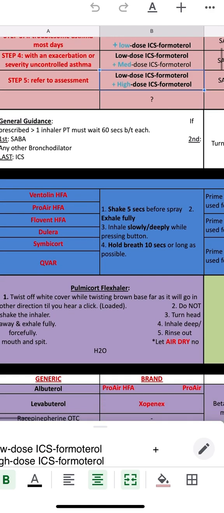General guidance. If prescribed more than one inhaler, the patient must wait 60 seconds between each. First, SABA, second, any other bronchodilator. Last, ICS. Remember 60 seconds between each. So 1 minute between each.